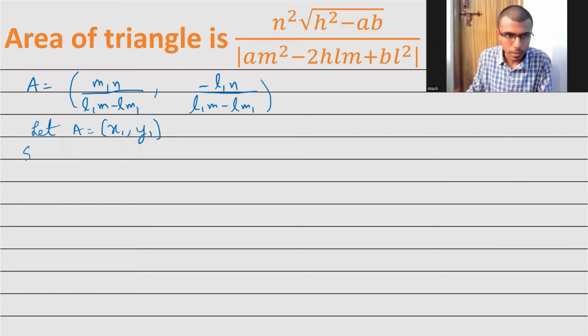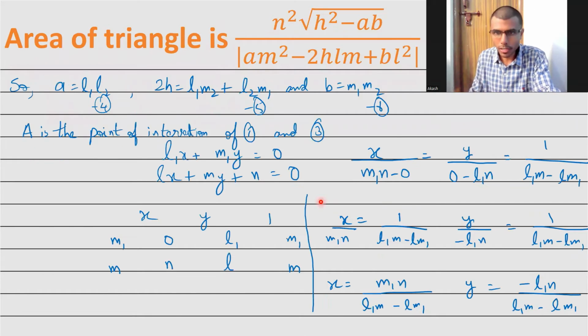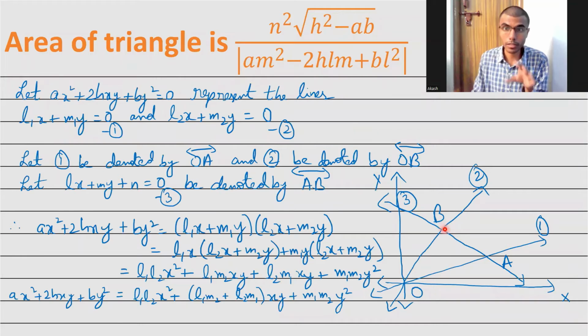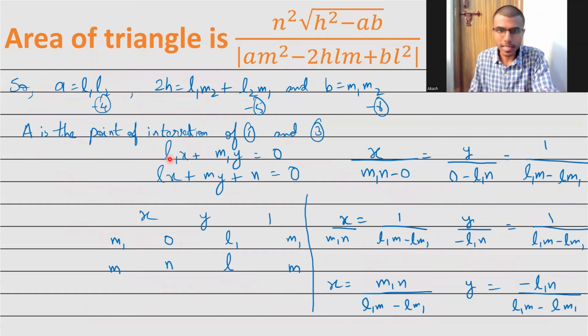Now similarly, what is my B exactly? B is the point of intersection of lines 2 and 3. So that means it's basically the point of intersection of L2x plus M2y equal to 0 and Lx plus My plus N equal to 0. But don't worry, you don't have to do this entire process again.